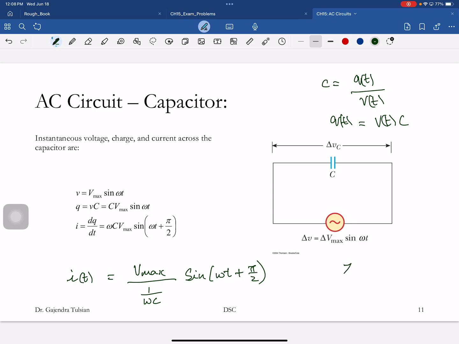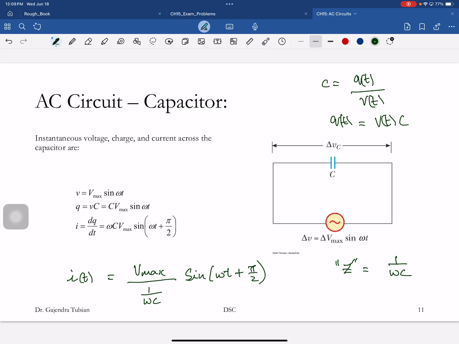So what is our Z value? 1 over omega C. You see the Z, as frequency increases, Z is decreasing. Does this make sense? What we are saying is, for high frequencies, it's like the capacitor is not even there. That kind of makes sense. It's charging so fast that it's not even there. For high frequencies, it's not even there.